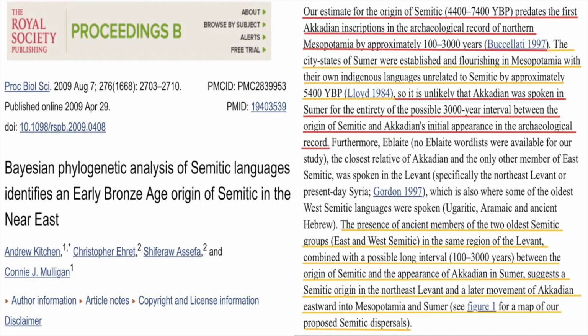The presence of ancient members of the two oldest Semitic groups, East and West Semitic, in the same region of the Levant, combined with a possible long interval, 100 through 3,000 years, between the origin of Semitic and the appearance of Akkadian in Sumer, suggests a Semitic origin in the Near East Levant, and a later movement of Akkadian eastward into Mesopotamia and Sumer.